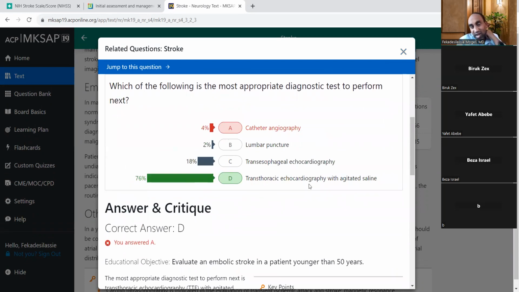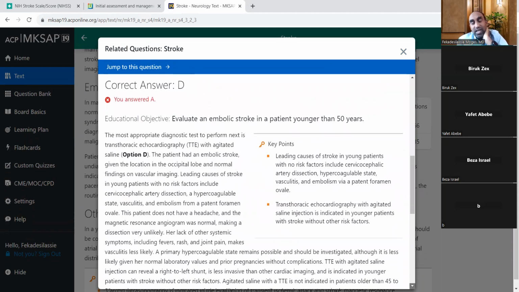Transthoracic echo with agitated saline. Okay. The leading cause of a stroke in a young patient with no risk factors includes cervicocephalic artery dissection.